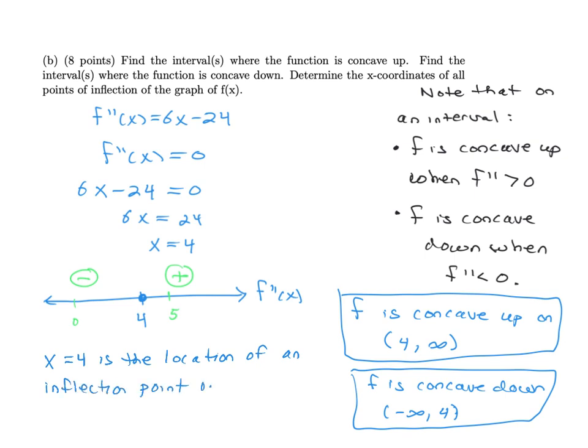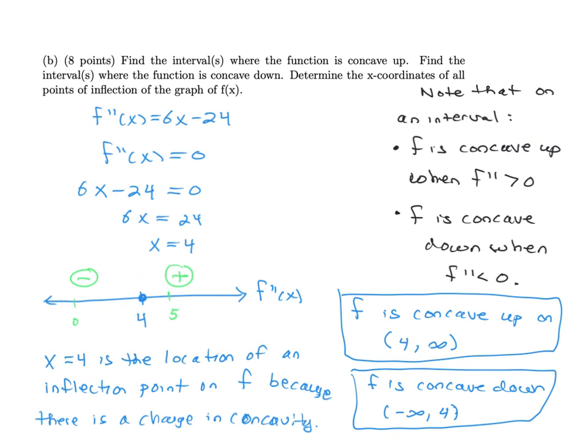And that's on the function f. And that's because there is a change in concavity. So this is definitely the location of an inflection point. The original function f goes from concave down to concave up.